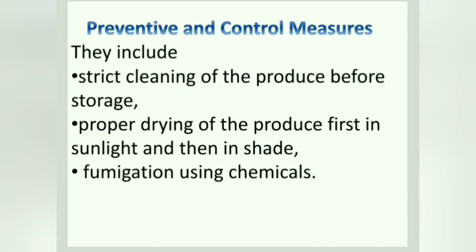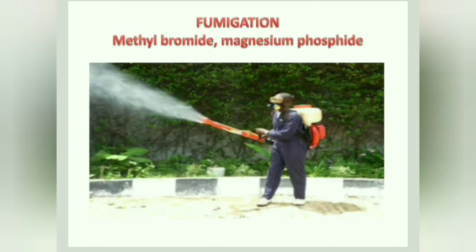So how can we prevent these damages? Strict cleaning of the produce. The next one, we have to properly dry the grains. First we have to dry them under sunlight, then in shade, then fumigation can be used. So what is fumigation? Through a gaseous chemical, the pest can be eradicated. Two important fumigants are methyl bromide and magnesium phosphide.